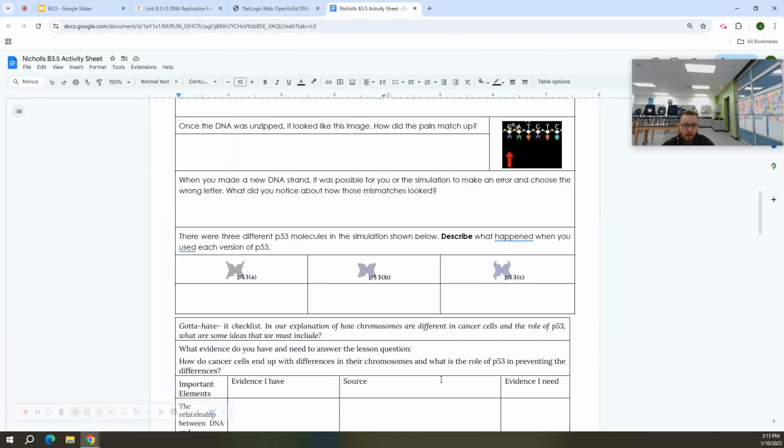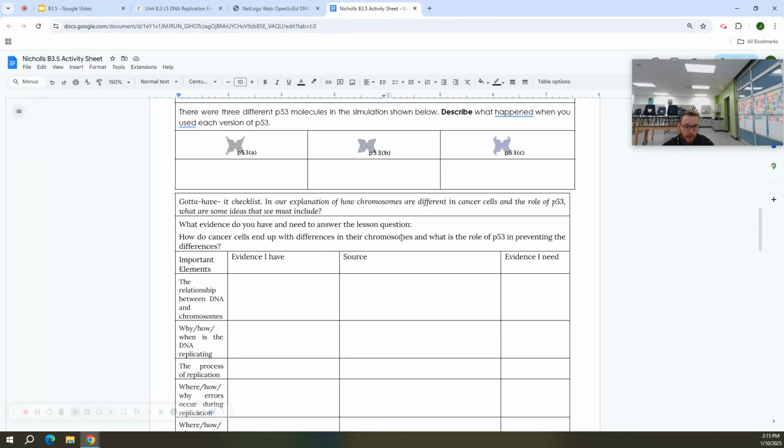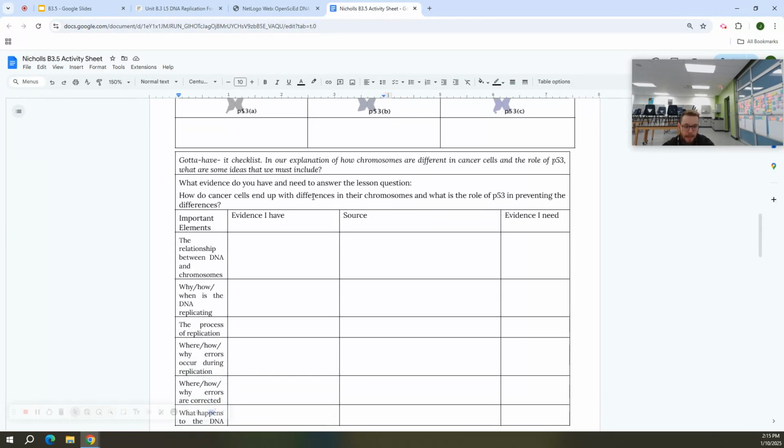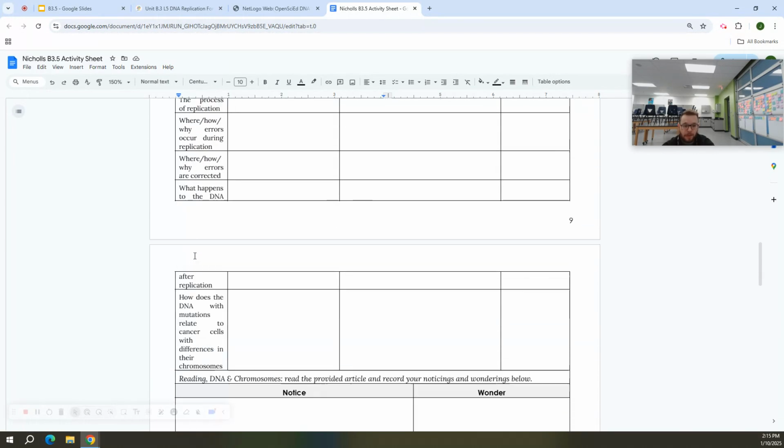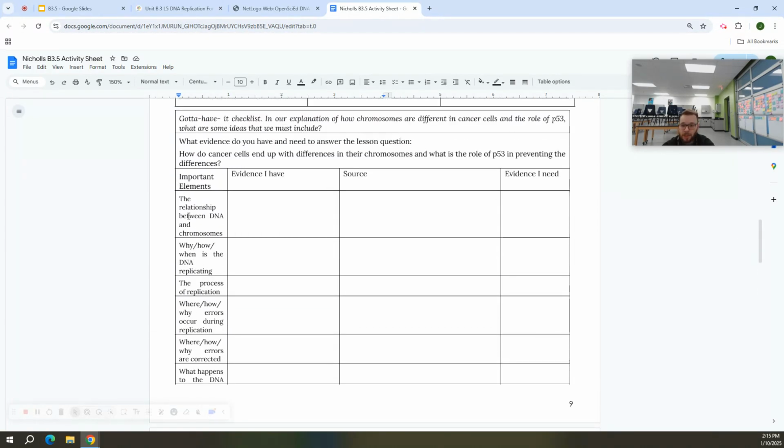So what we're going to do is go back to this activity sheet and look at this got to have a checklist section right here. I've given you the important elements I need represented. So these are all things I'm checking are in your explanation. What you're filling in is evidence you have supporting or explaining the relationship between DNA and chromosomes. So what evidence do I have in any of the lessons, all the way back from the very beginning, that explains the relationship between DNA and chromosomes? And then what is the source?